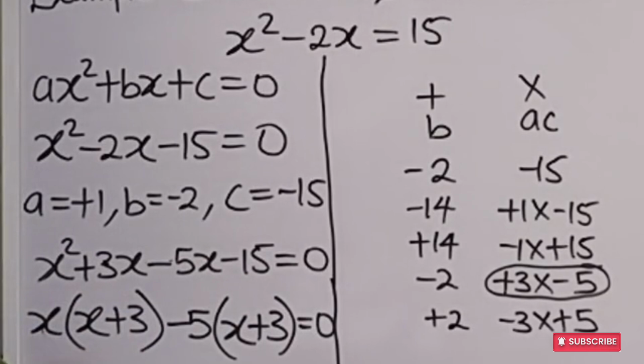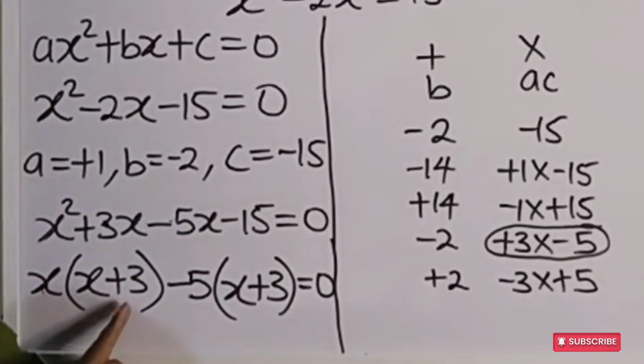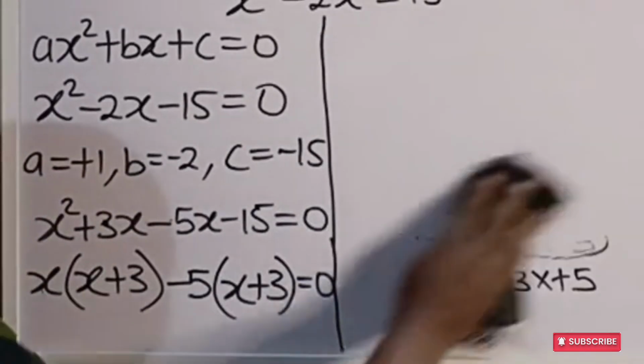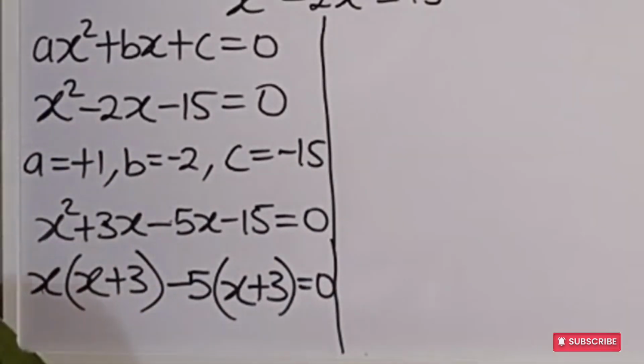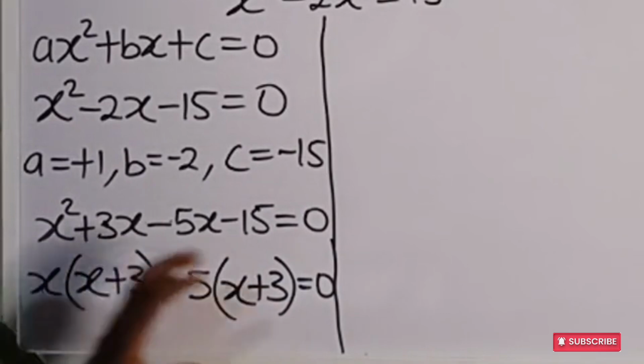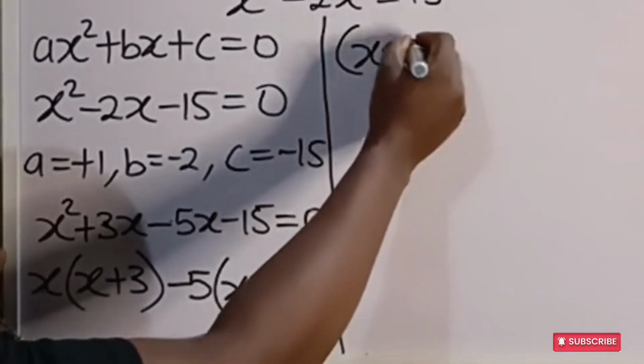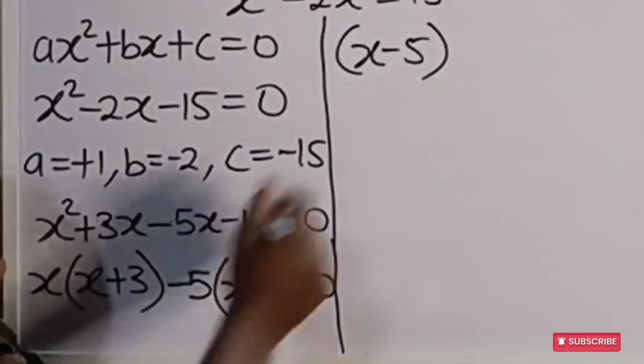So to know that you're on the right track, the value in this bracket must be the same as the value in this bracket. If they are different, then there is an issue with the process you've undertaken. So next, you bring the values outside the bracket together. So you have x minus 5, and you pick one of these two.